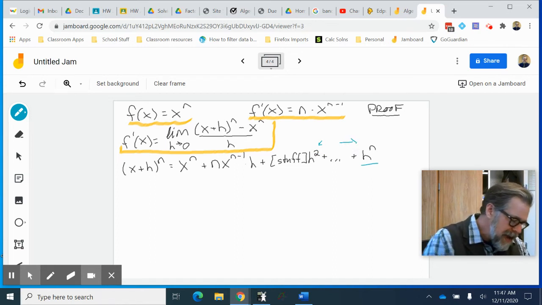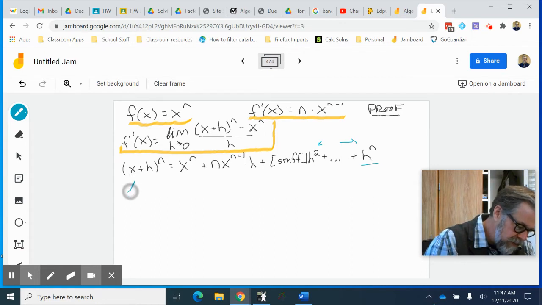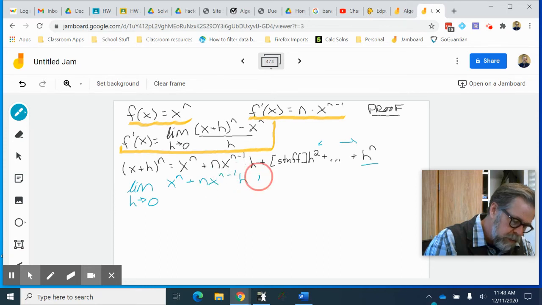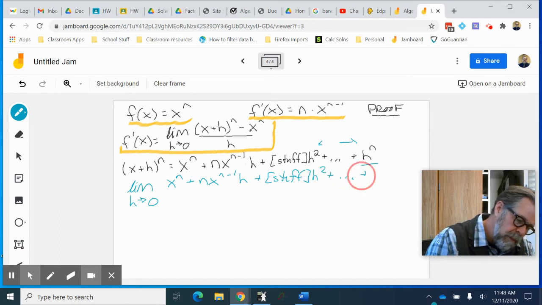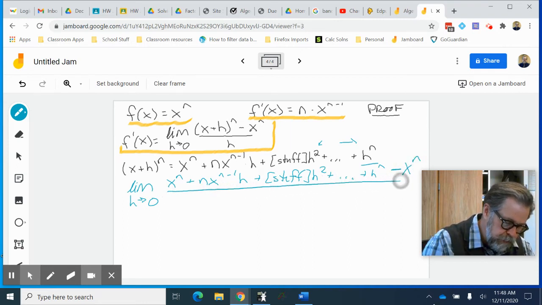Now, why is this important? It is important because the definition of derivative says that if I am taking the limit as h goes to 0 of all of this, x to the n plus n x to the n minus 1 h plus stuff h squared plus dot dot dot plus h to the n minus x to the n all divided by h.